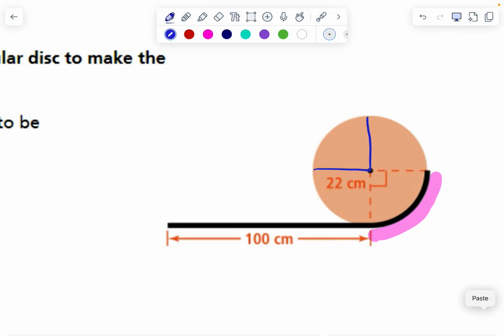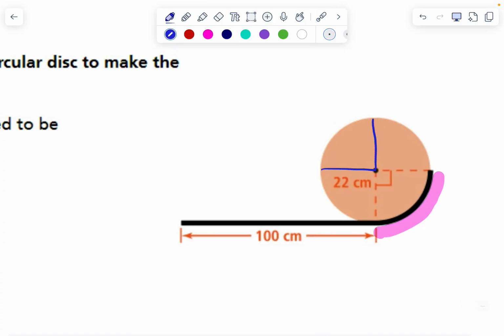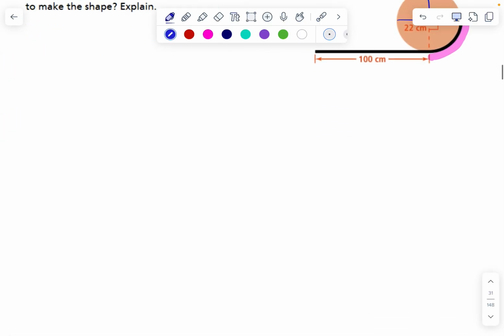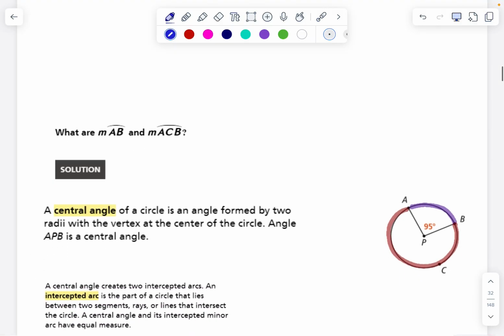The pink highlighted bit is called an arc length, and an arc is that section of the circle. So basically, if we know this angle in the center, we're going to talk about that right now, we can take that fragment or that piece of the overall circumference. Okay, we'll get to that in a minute. But good job thinking through that.